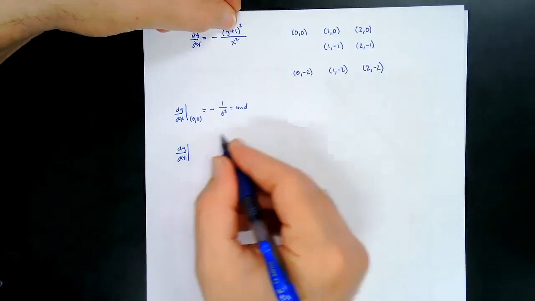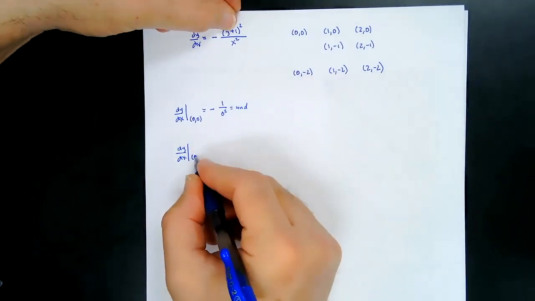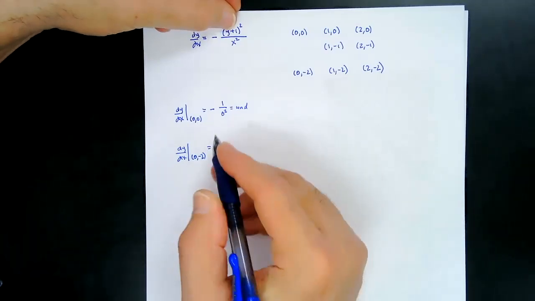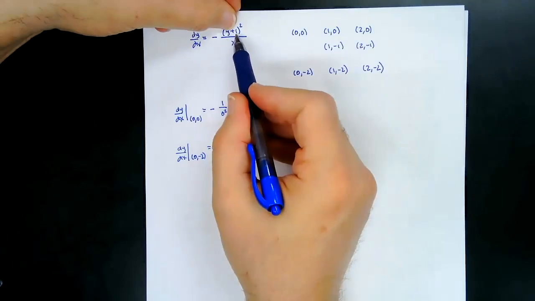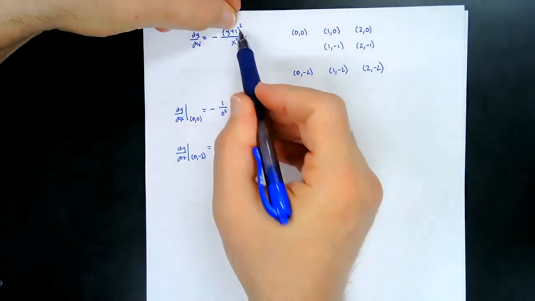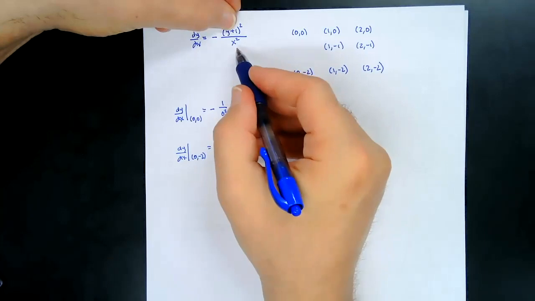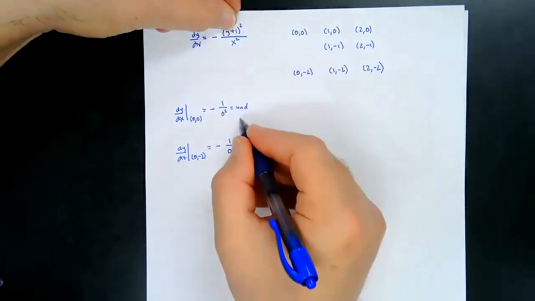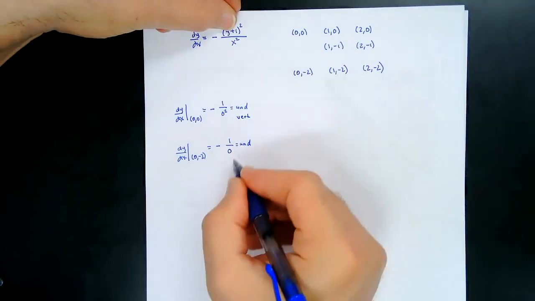So then dy over dx at the point 0, negative 2, that would equal negative, and this would be negative 2 plus 1, which is negative 1, squared is 1. But then this, when we square 0, it's still going to be 0. That's going to be undefined. Okay, so these are both going to be drawn vertical, right? Vertical tangents.